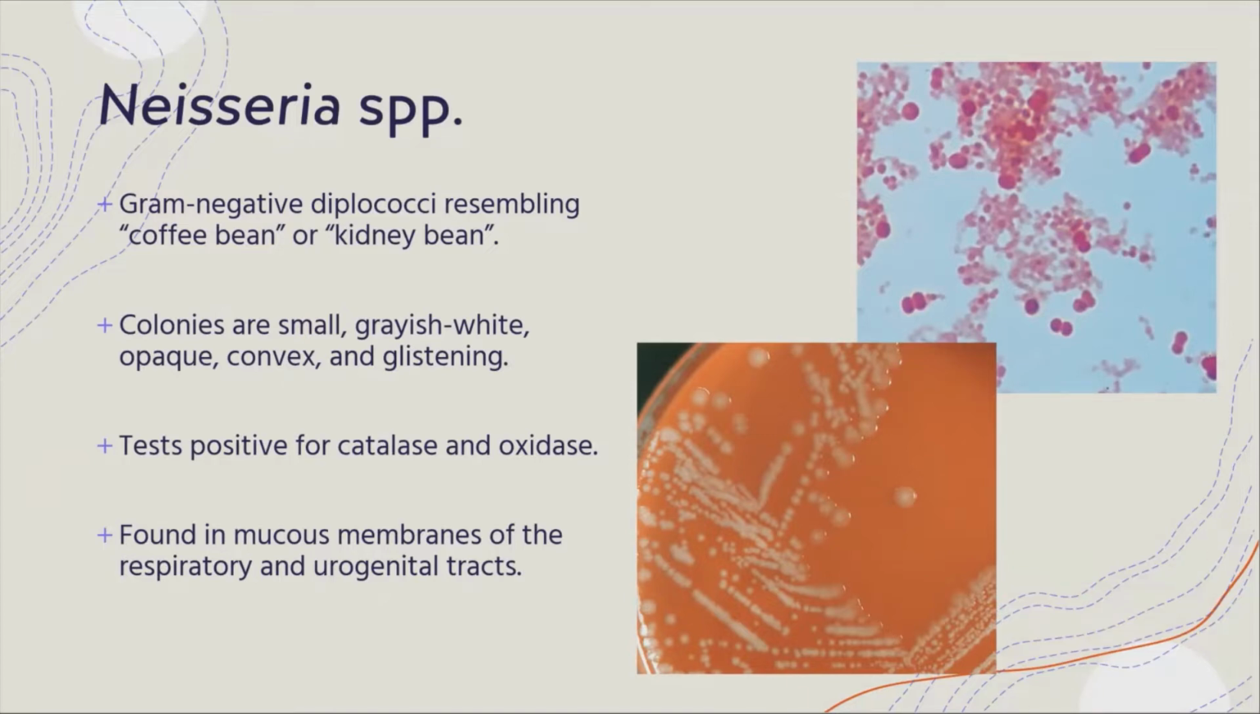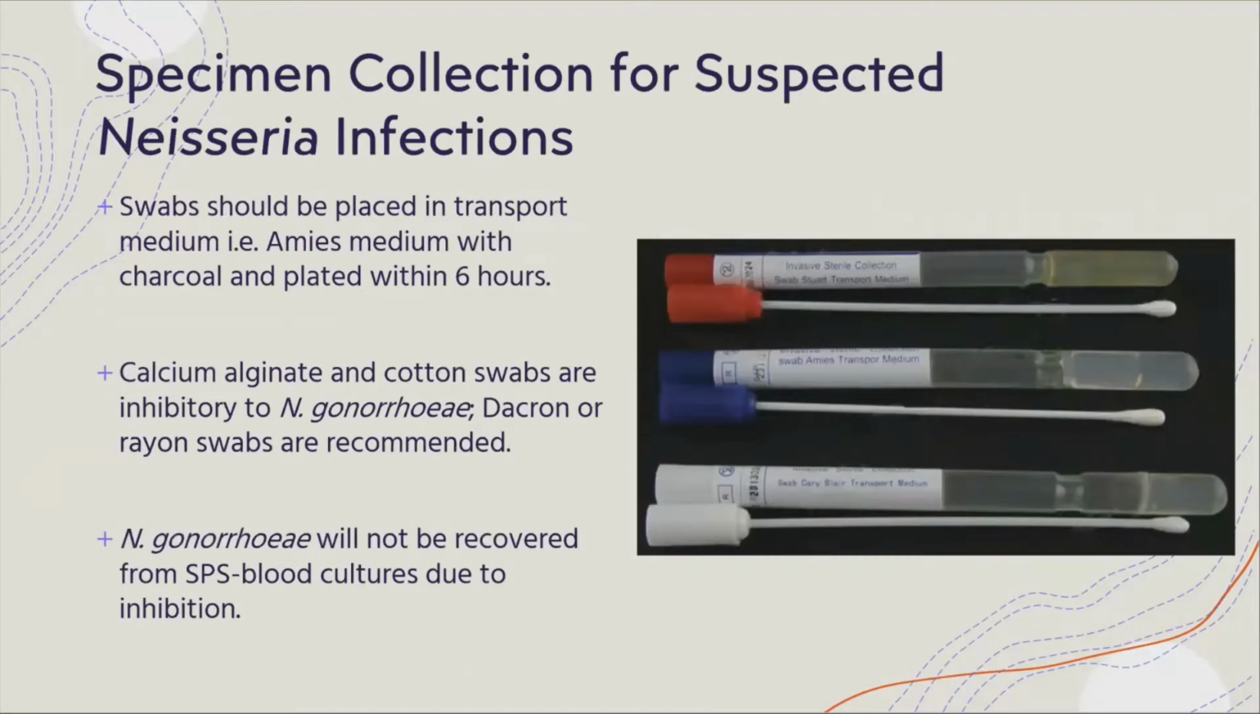Now, for the specimen collection of suspected Neisseria infections, particularly if we're suspecting Neisseria gonorrhoeae, swabs should be placed in transport medium such as Amies medium with charcoal and plated within 6 hours. Kasi our organism is very sensitive to drying. That's why after swabbing the urogenital or pharyngeal site of our patients, it should be placed immediately either on the primary culture media itself or in the transport medium.